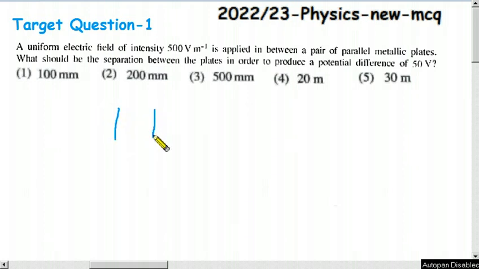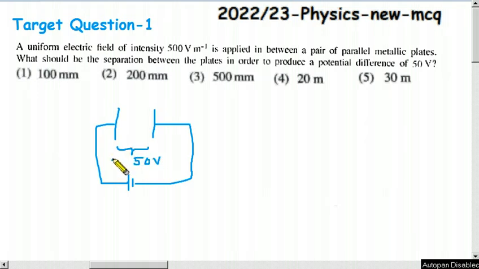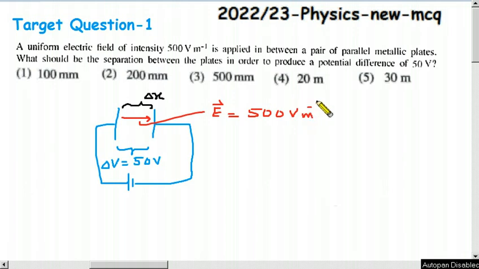So as previously, the plates have 50 volts in between the plates, that is delta V. So delta x we have to find out, the distance between plates. The field intensity is given as 500 volts per meter.